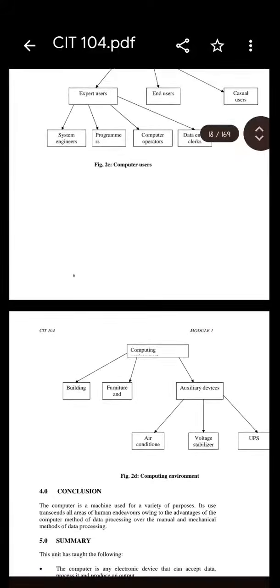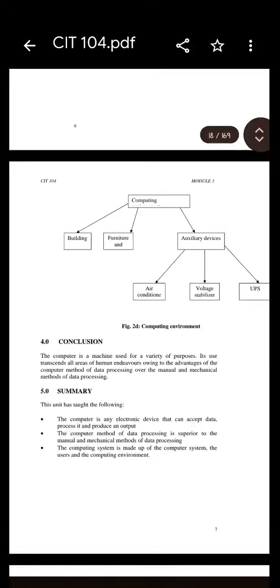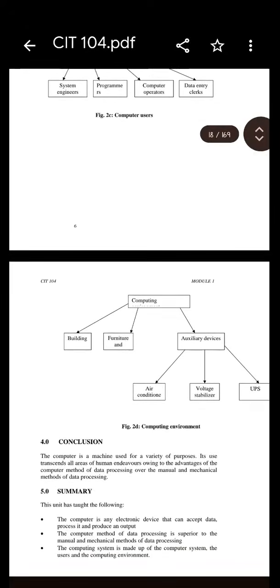So, if you can remember from our first part, this will be the conclusion. From our first part, for those that came late, I'm sorry. But from our first part, we saw that the computer is an electronic device. That's the number one thing. That means it uses power, it uses electricity, whether it's battery or anything. It's an electronic device that accepts data. That's number one.